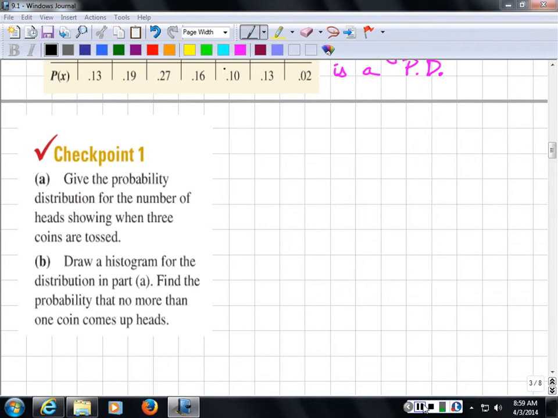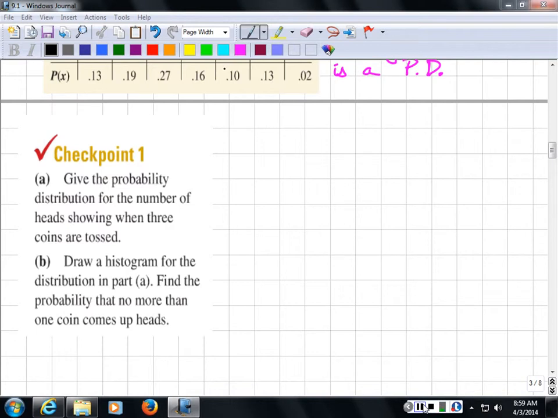Part A is just tell me what the probability distribution is. And the easiest way to do that is to figure out all the possible combinations that exist. If I'm flipping 3 coins, I flip the first coin, it comes up a head. I flip the second coin, it comes up a tail. I flip the third coin, it comes up a head. That's HTH. That's one possibility, right?